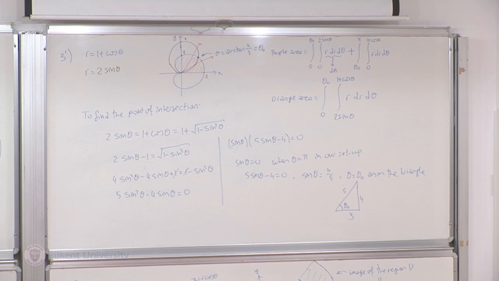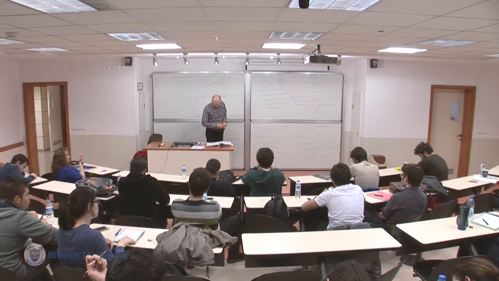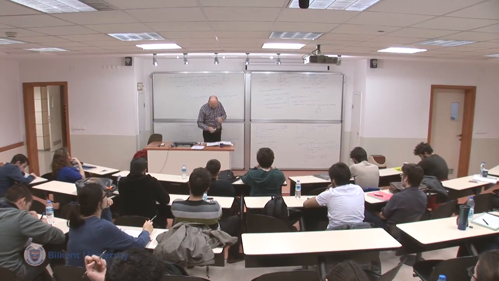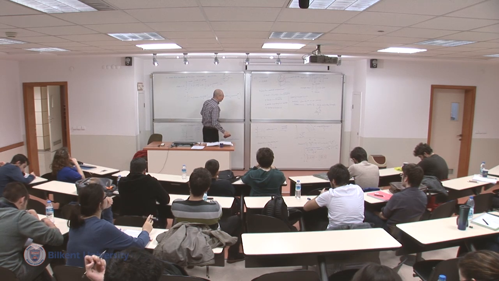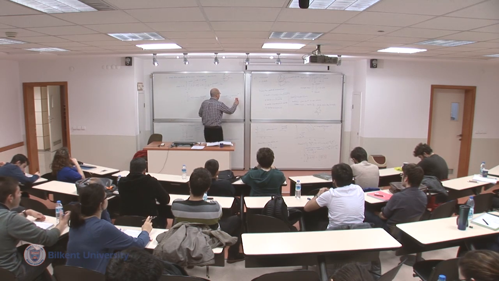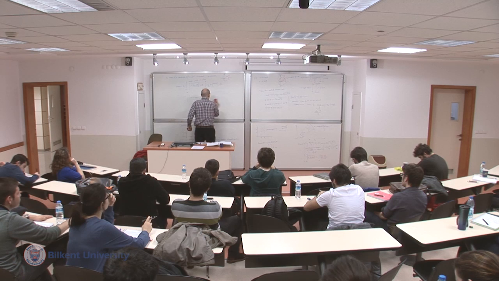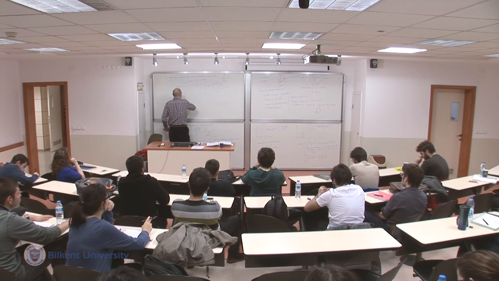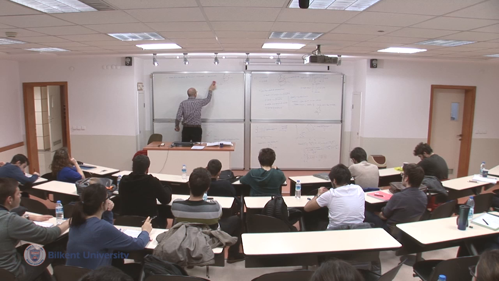Okay, so let's pass to this classical example, which we keep doing every time we introduce polar coordinates: the integral of e to the minus x squared from 0 to infinity.